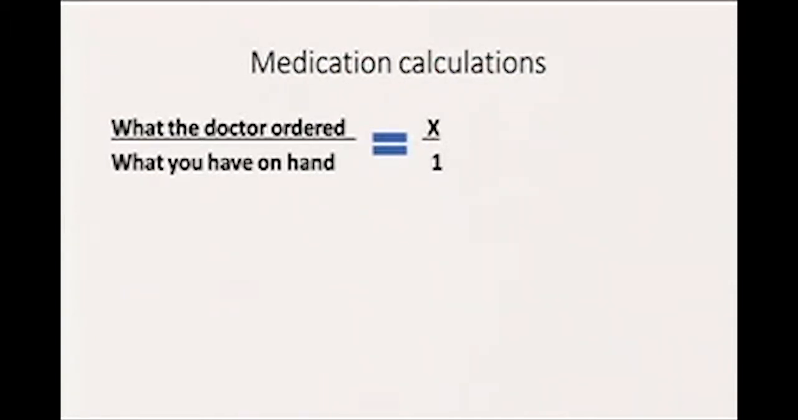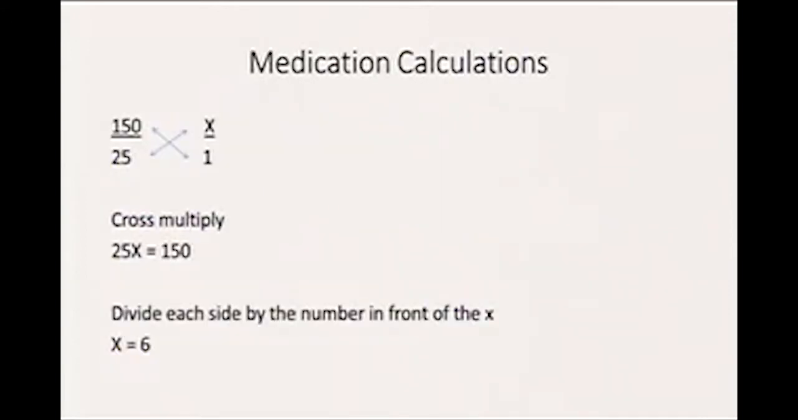Does that make sense? Okay, so this is what it looks like. 150 over 25, cross multiply, X over 1. So you have 25x equals 150, so divide each side by the number in front of the x. So 25 on the left-hand side equals 1, and then 25 divided into 150 equals 6. So your x is equal to 6. Okay? All right.